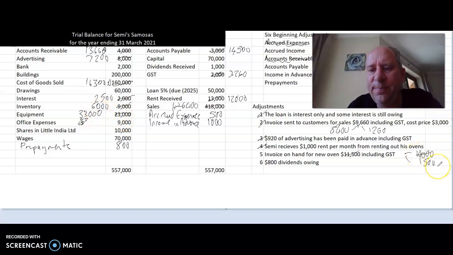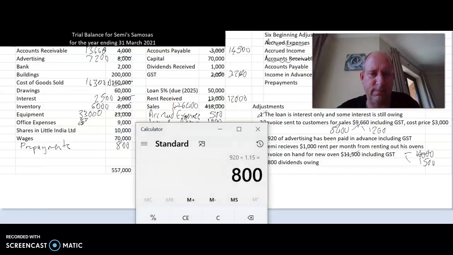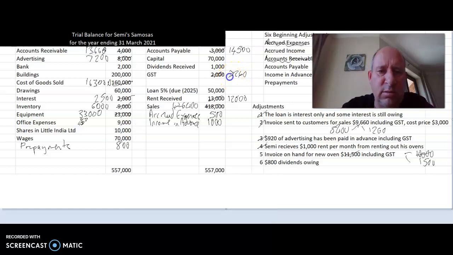And the 1,500, we can claim that back off the government because when we pay for things, the government allows us to claim it back. So we're going to minus it from that. 3260 minus 1,500. So 1760. Awesome. Done that bit.